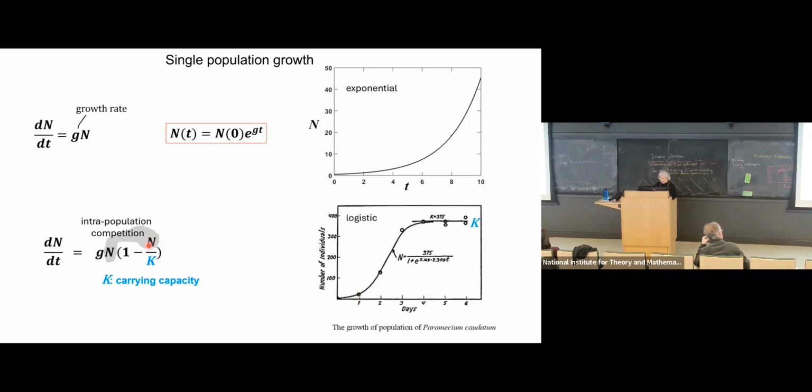So if n is very small, this term can be neglected, so it's exactly like exponential growth here. And when n hits the carrying capacity, when n equals k, then this is 1, and then this dn over dt is 0, so the population ceases to grow. So that's carrying capacity.